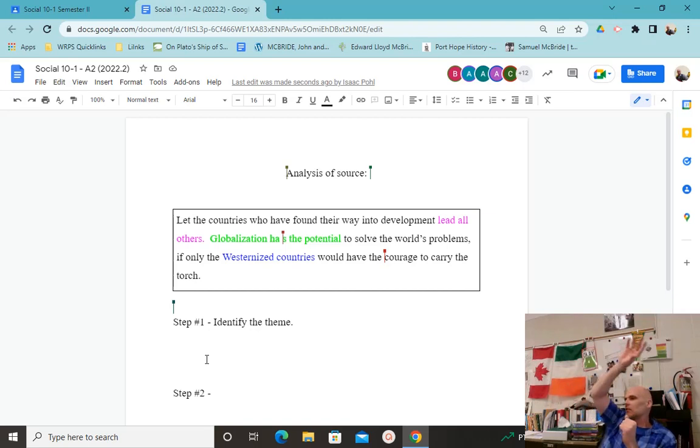So, first sentence, the source presents insight into the theme of globalization. Second sentence, more specifically, the inclusion of the phrase, globalization has the potential to solve the world's problems. It is explicitly celebrating globalization.